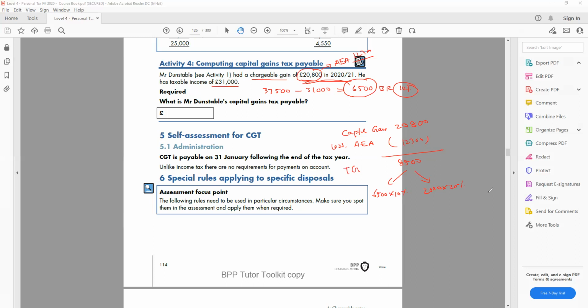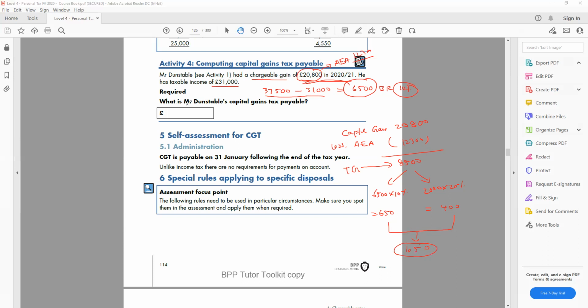So you need to be very careful with that. Any taxable gain that comes, before you say is it 10% or 20% tax, you have to see is there any basic band left. You have to always do the calculation. And in the exam, they're not going to make it too easy. They will give you a mix. So 6,500 times 10% gives you 650. And 2,000 times 20% gives you 400. So 650 plus 400 gives you 1,050. And this is your capital gain tax payable.